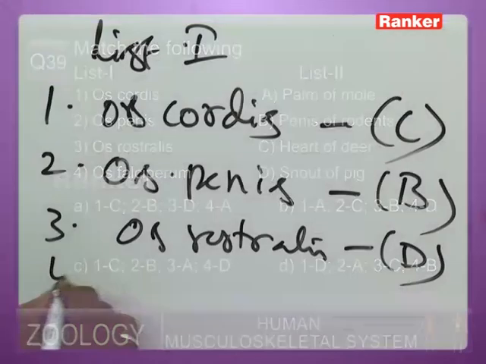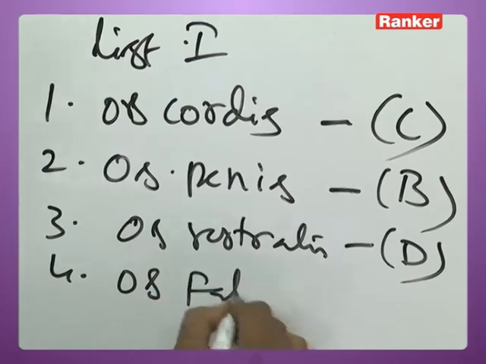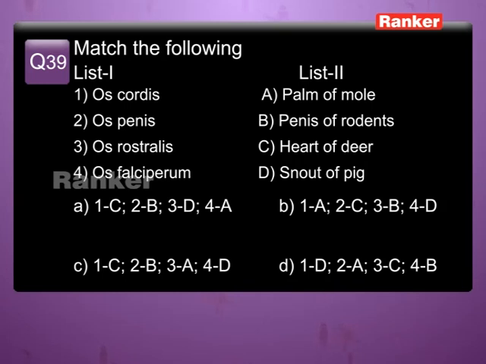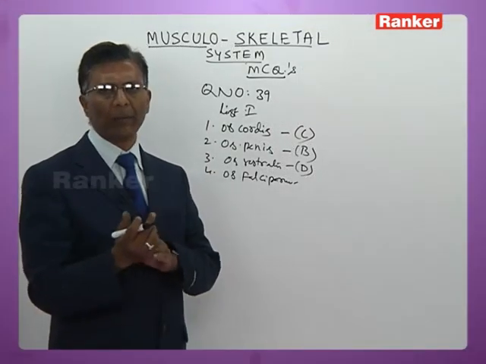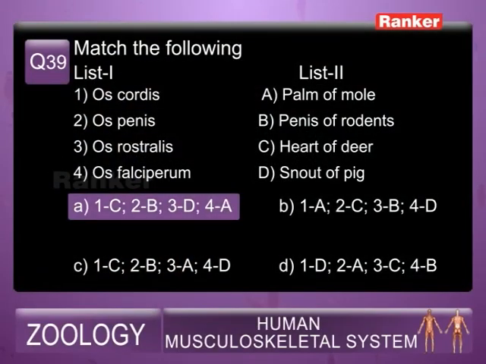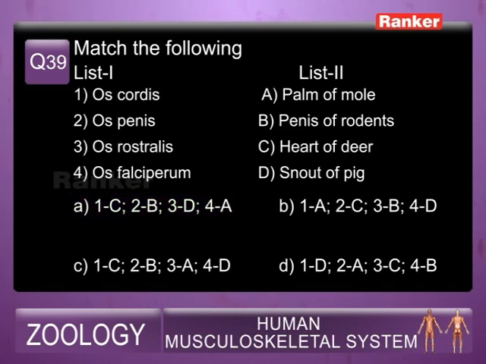The next you have fourth option, os falciparum. Os falciparum is the palm of mole. The palm of mole is also completely ossified. It is also a visceral bone. So A. So the correct answer is 1C, 2B, 3D and 4A. So the answer for this is A.